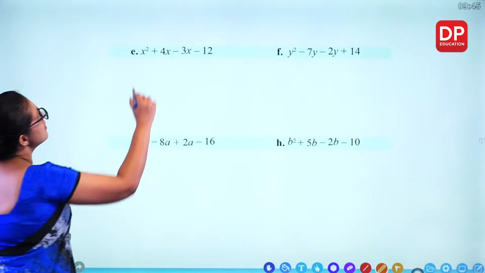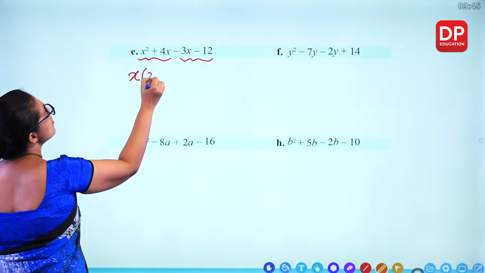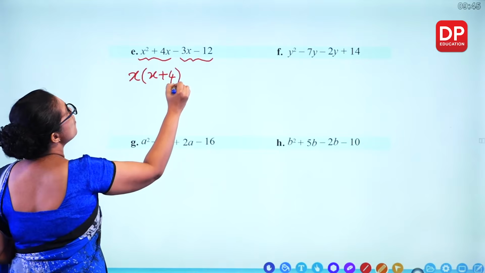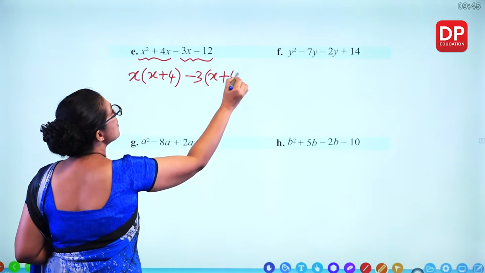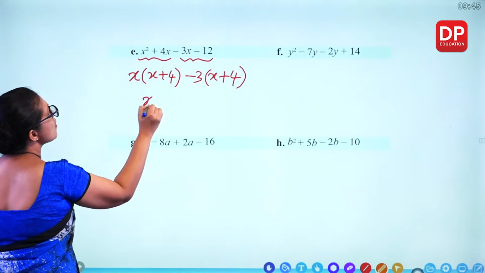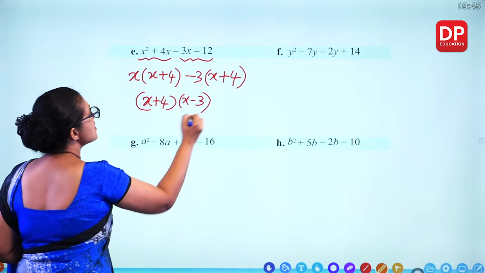This one, take 2 at a time and factorize. X, take it out, you get x plus 4. When you take minus 3 out, that's x plus 4 again. X plus 4 is common. Remaining part you write separately.